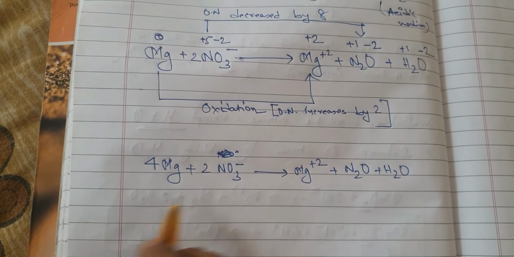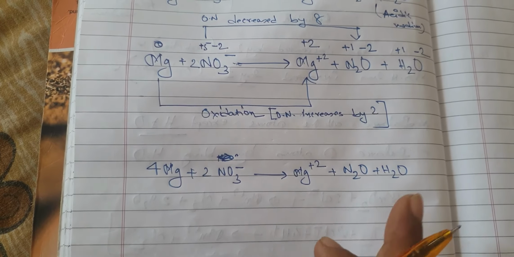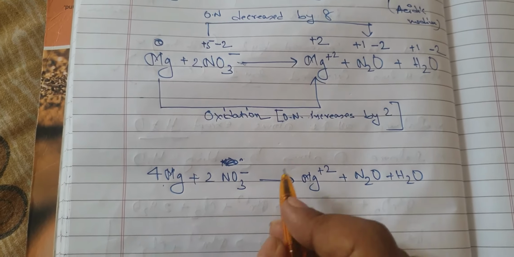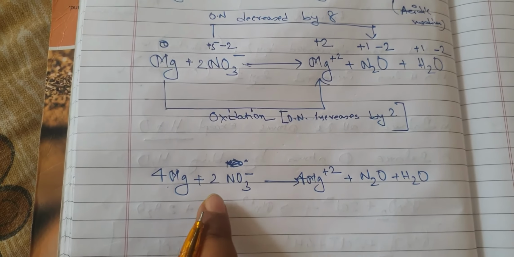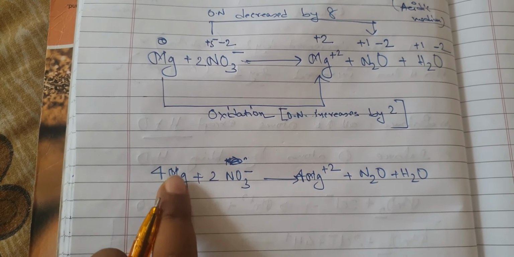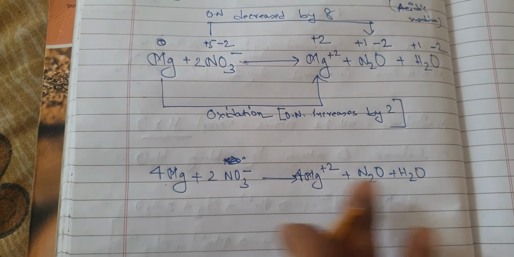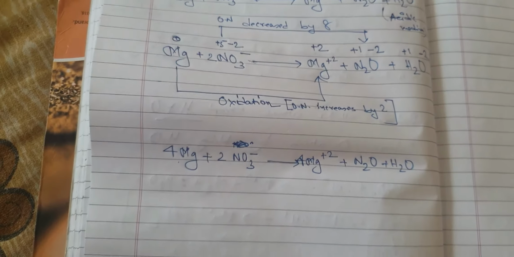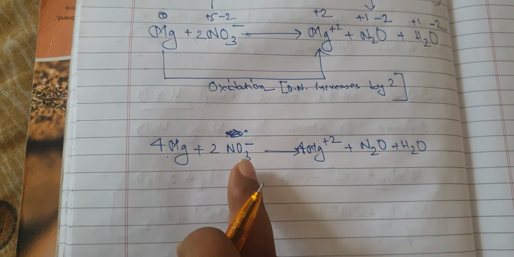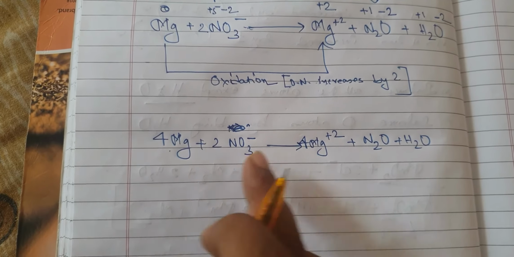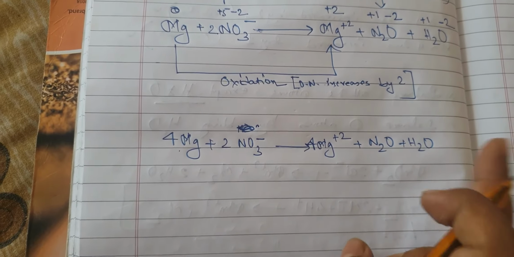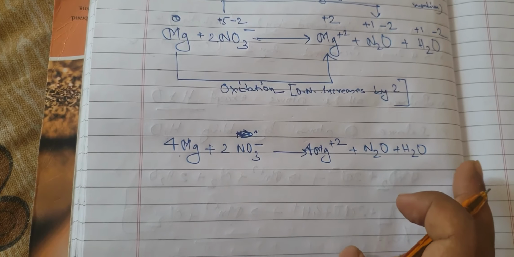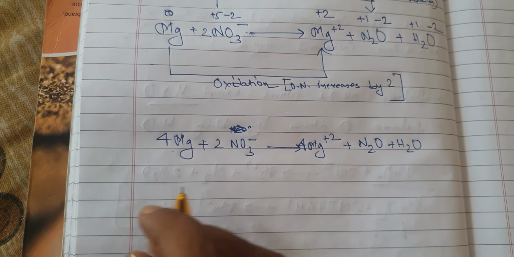Now I have to balance every other atom except oxygen and hydrogen. So here 4, here you have to put 4. Done. Okay. So except oxygen and hydrogen, you have balanced everything. Now balance the number of oxygen. Here 3 into 2, just 6 oxygens are there. Here only 2 oxygens are there. So you have to add 4 H2O here. So total it will become 5 H2O.